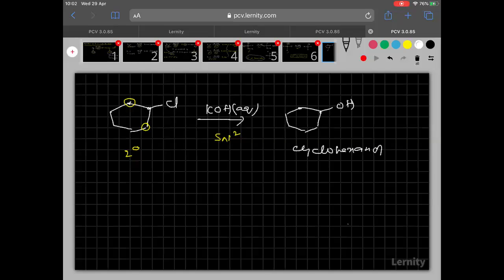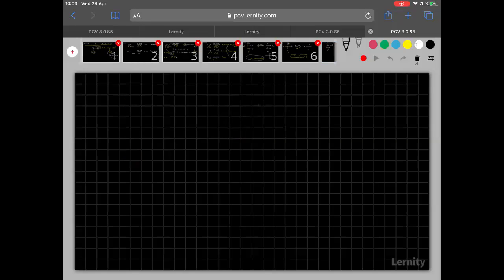I hope everyone is able to understand this one. We can show inversion or retention whenever a chiral center is there. But in this one, there is no chiral center, so we can't show the inversion here. But the reaction is proceeding by the SN2 mechanism. Right? Let us move to the next chemical property.